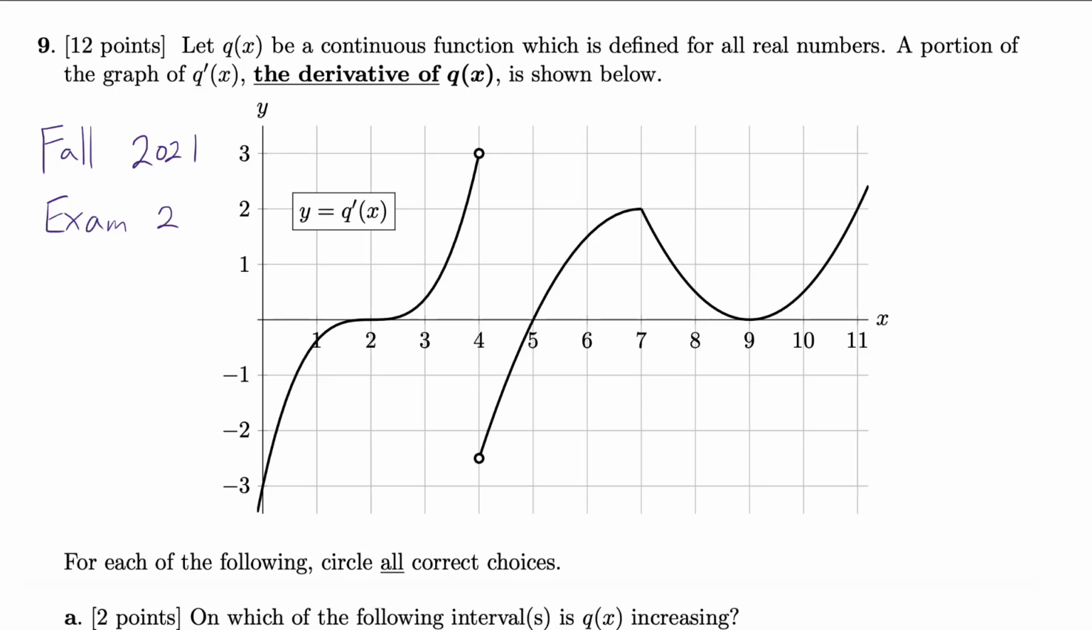Let's take a look at this problem, which is problem 9 on the 2021 exam 2. Let q of x be a continuous function defined for all real numbers. A portion of the graph of q prime of x, which is the derivative of q of x, of course, is shown below.